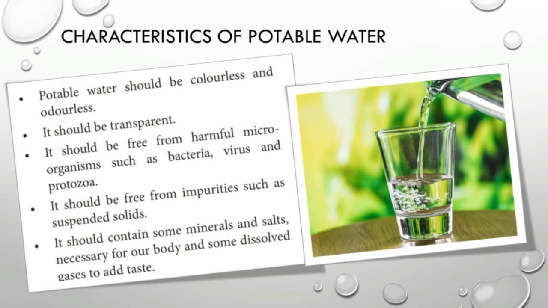Characteristics of potable water. The following are the characteristics of potable water. Potable water should be colorless and odorless. It should be transparent. It should be free from harmful microorganisms such as bacteria, virus, and protozoa. It should be free from impurities such as suspended solids. It should contain some minerals and salts necessary for our body and some dissolved gases to add taste.